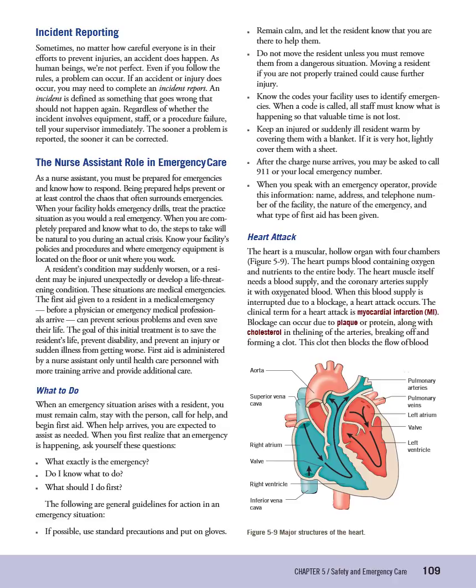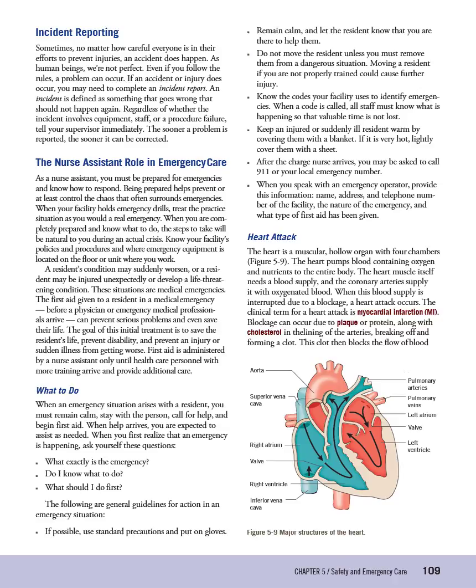Know the codes your facility uses to identify emergencies. When a code is called, all staff must know what is happening so that valuable time is not lost. Keep an injured or suddenly ill resident warm by covering them with a blanket. If it is very hot, lightly cover them with a sheet. After the charge nurse arrives, you may be asked to call 911 or your local emergency number. When you speak with an emergency operator, provide this information: name, address, and telephone number of the facility, the nature of the emergency, and what type of first aid has been given.